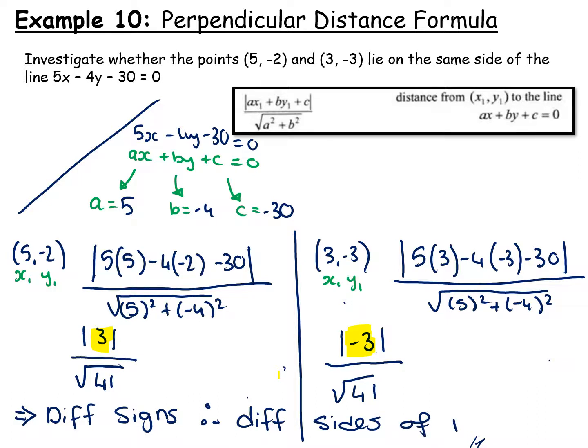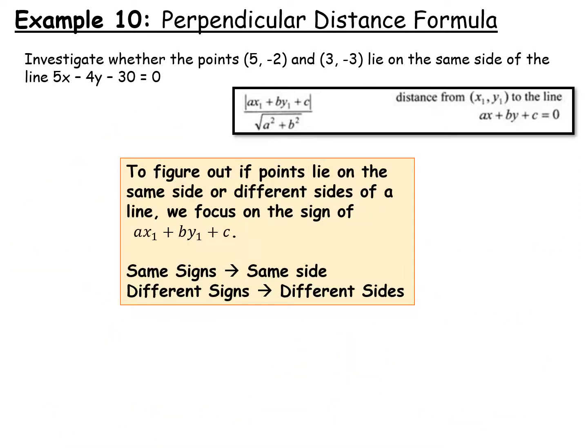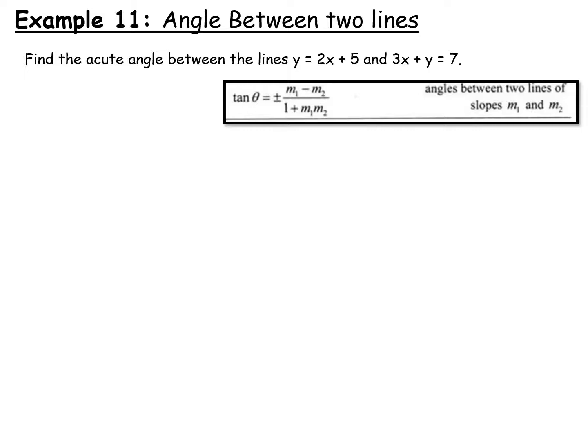of the line. And I'll give you a little piece here that you can take down with it. To figure out if the points lie on the same side or different sides of the line, we focus on what's inside that absolute value, so the ax1 plus by1 plus c. If you get the same signs, that means they're on the same side. If you get different signs, that means they're on different sides. So it's a nice little shortcut to have, but like I said, drawing is absolutely perfect if that's your preferred method.